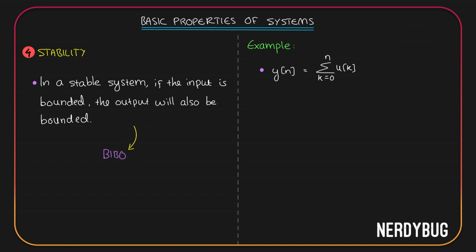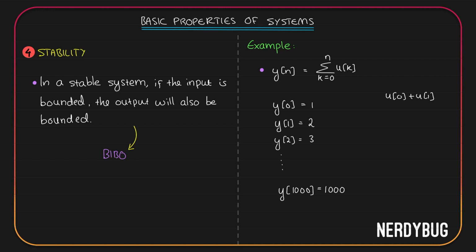Now, let's see what happens to the output as we keep changing n. At n equal to 0, y of 0 is going to be summation from 0 to 0 of u of k. That is just u of 0, which is 1. If I take y of 1, it will be u of 0 plus u of 1. That is 1 plus 1, 2. If I take y of 2, then I'll get u of 0 plus u of 1 plus u of 2. 1 plus 1 plus 1, 3. It will go on like that. If I take n equals 1000, I'll get 1000 as the value.